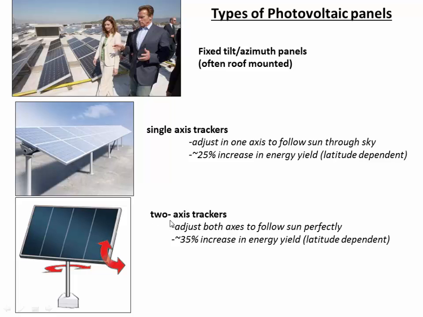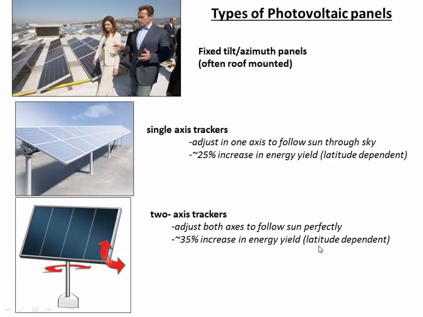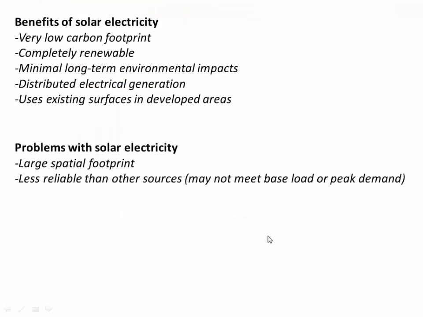And then finally we've got the two-axis tracker. So these of course can rotate 0 to 360 in a compass direction, but then can also change their vertical angle. And these of course can perfectly follow the sun, and they're going to give you roughly a 35% increase in your energy yield relative to a fixed tilt panel.